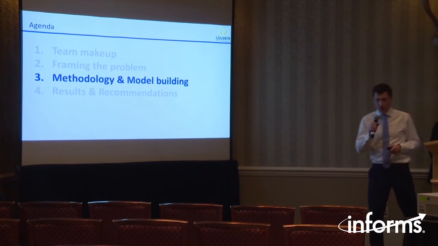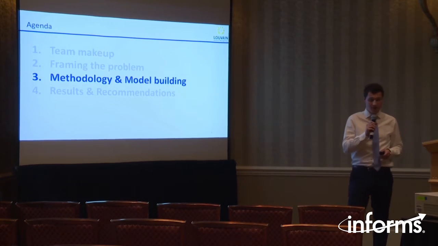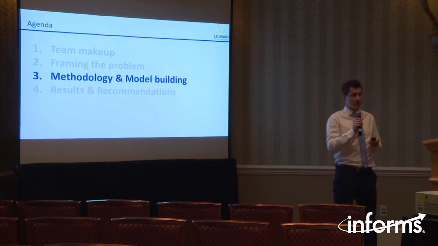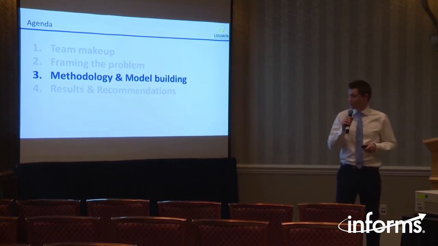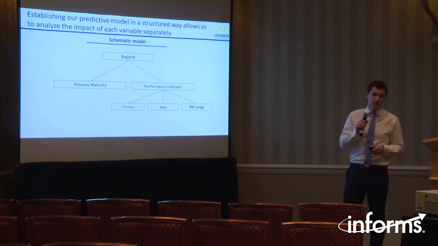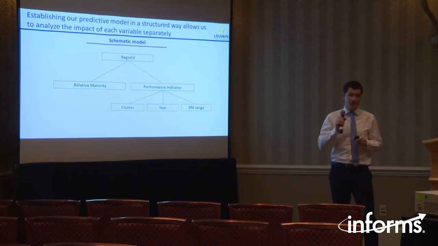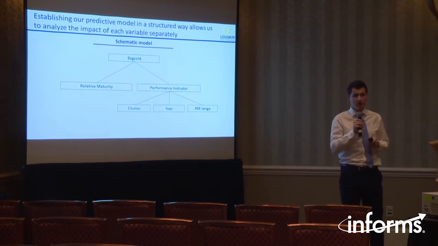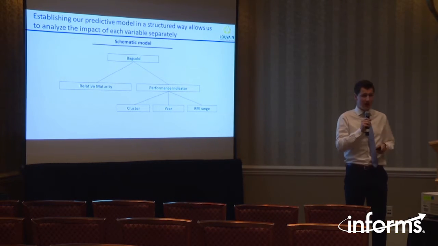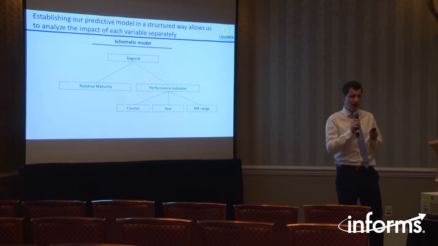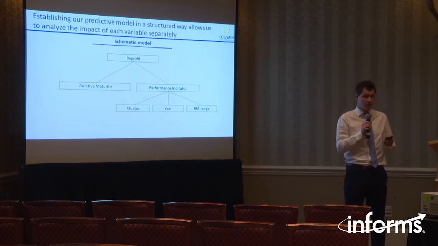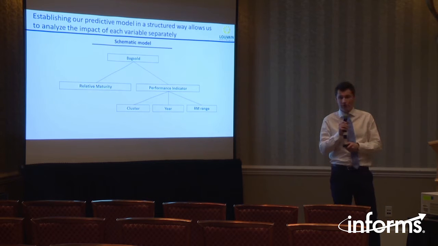Let's now move on to the third step, our method and methodology. And to make everything as clear as possible, we have a schematic overview of our model. And so, as you can see on the slide, the prediction of bags sold is based on 2 building blocks, relative maturity and the performance indicator. And the performance indicator is again based on 3 different pillars: the cluster, the year, and the RM range.